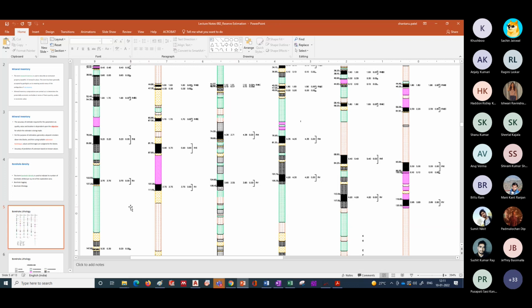We can clearly see the thickness. For example, the picture quality is not good, but in one case it says 81.7 to 87.65 or something like that. So it's around 6 meters of coal. We do these kinds of things to estimate the thickness or grade of the mineral present.